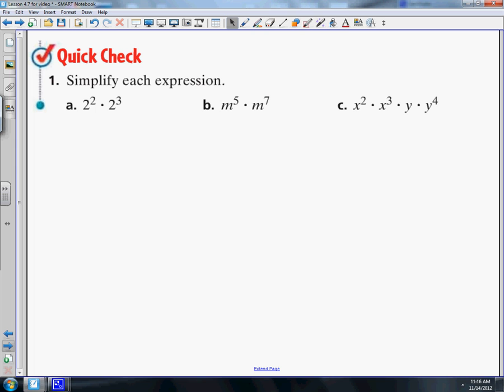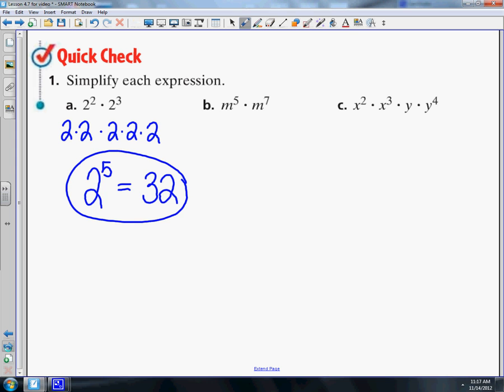So simplify each expression. So this one is 2 times 2 times 2 times 2 times 2, which is 2 to the 5th. And then if it asks you to simplify, they just want it like that, and they want the answer. So you'd write both things down. So 2 times 2 is 4, times 2 is 8, times 2 is 16, times 2 is 32. So you'd write both answers down.